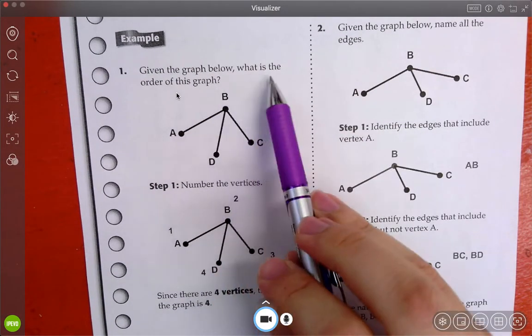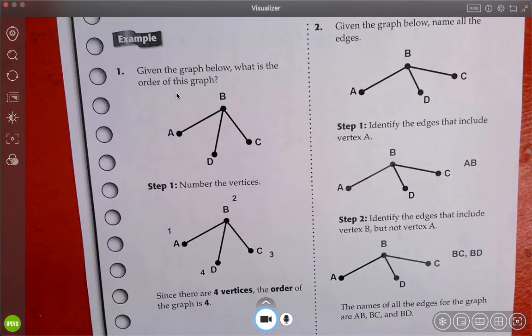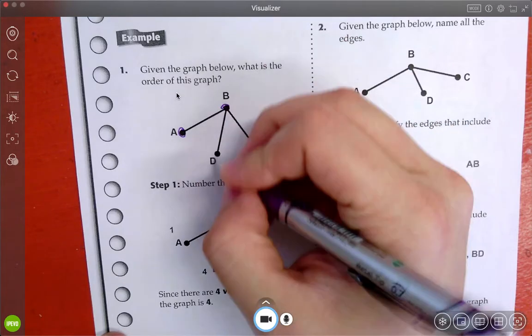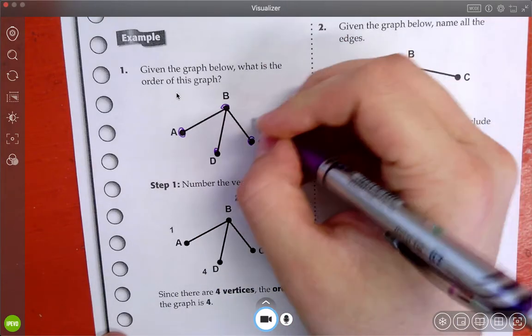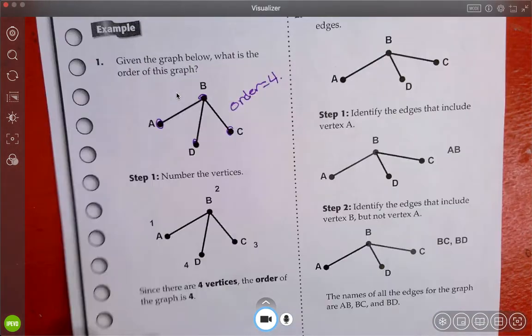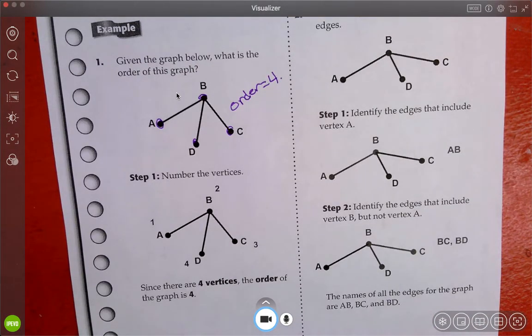So given the graph below, what is the order of the graph? So what's the definition for the order? So it's 4, yeah. But what's the definition? How did you get 4? So there's 4 points or 4 vertices, right? So if you can count 1, 2, 3, 4, so the order is equal to 4. And like that's the answer, it doesn't get more hard.